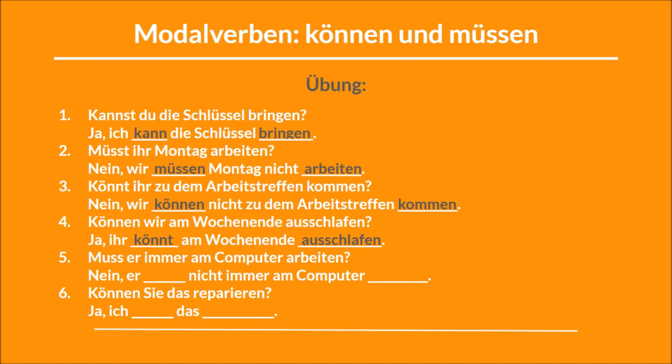Muss er immer am Computer arbeiten? Does he always have to work on the computer? Nein, er muss nicht immer am Computer arbeiten. Können Sie das reparieren? Can you repair this? Ja, ich kann das reparieren. Yes, I can repair this. So one more time, the modal verb is always conjugated, but the actual action that is at the very end of the sentence is not conjugated.